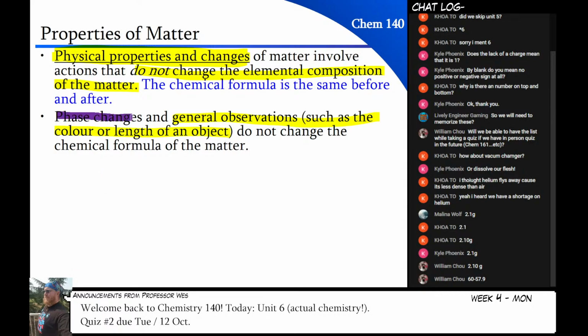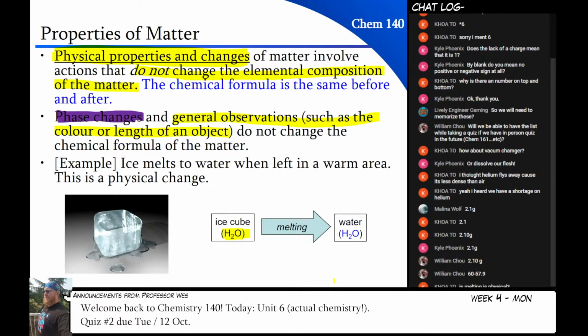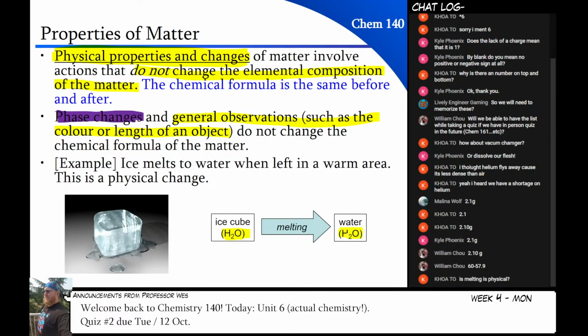Now, what about a change? Ooh, that was a lot darker than I expected. That's okay. What about a change in state? For example, if I have ice and I let it melt, ice is frozen water, right? Its chemical formula is H2O. When the ice melts into water, its formula is still H2O.